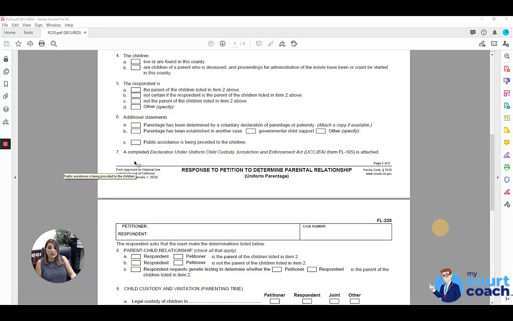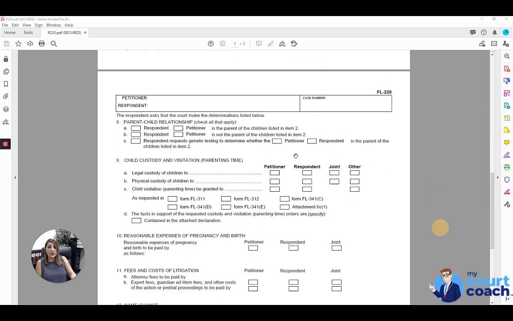As with the petition, this form is required to have a declaration under UCC-JEA filed and served concurrently with it. That is Form FL-105. And next in field 8, you are going to identify the parent-child relationship to each of the parties. If you believe that either the respondent or the petitioner are the parent of the children listed in item 2, mark the boxes that identify the appropriate parties.